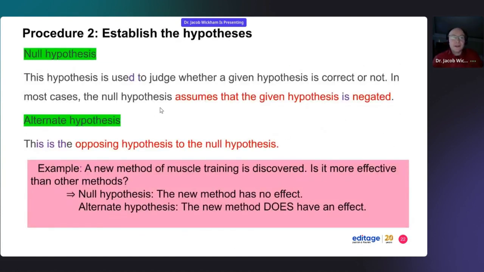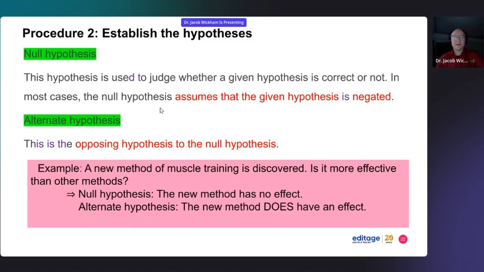So again, you want to establish a hypothesis. Usually this is done before you even start collecting data. You should have a treatment group and a control group. And your null hypothesis is used to judge whether a given hypothesis is correct or not. In most cases, the null hypothesis assumes that a given hypothesis is negated. So your null hypothesis will be, there is no difference between population 1 and population 2. That is usually what a null hypothesis is.